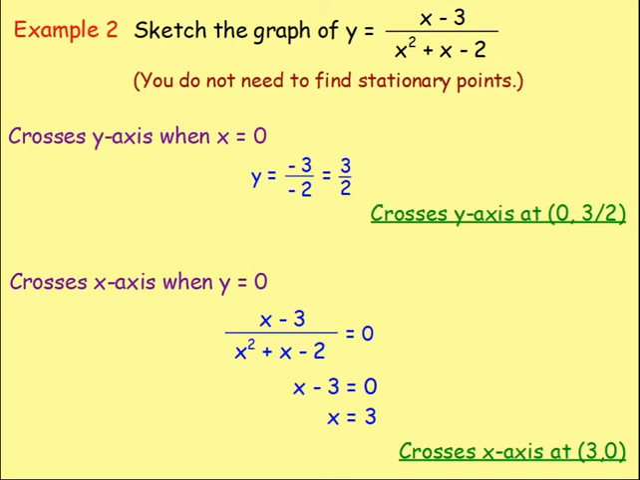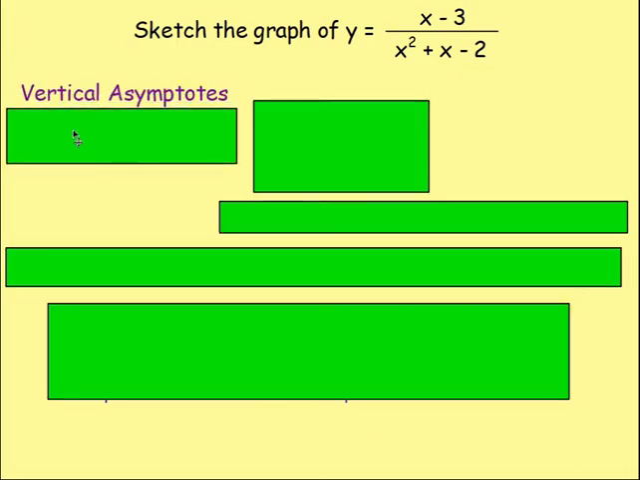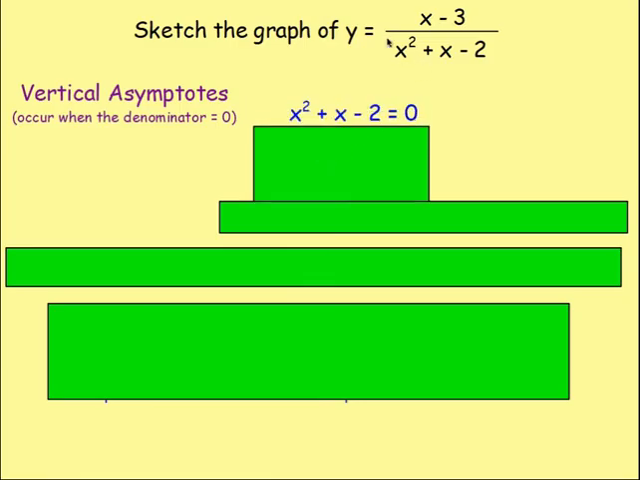Once you have found out where it crosses the x and y axis, what do you then think about? Vertical asymptotes. Perfect, you think about them. When do they occur? Good, vertical asymptotes occur when the denominator equals 0. So doing that, you will end up with the denominator x squared plus x take away 2 equals 0.